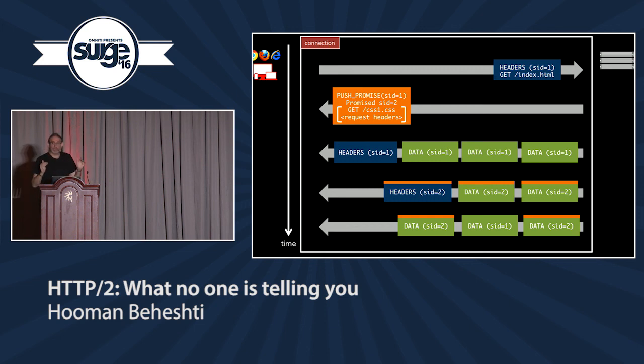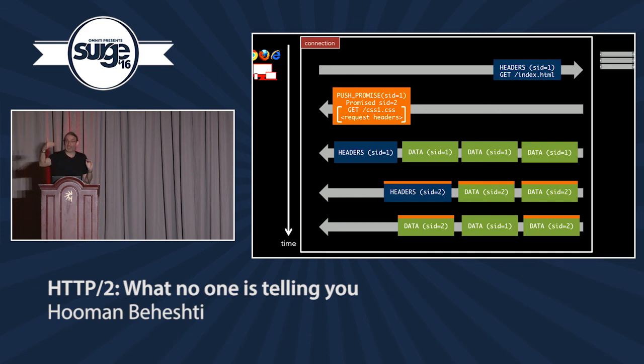The only rule is the push promise has to show up before the thing that references what's being pushed. So if I'm pushing CSS, css1.css, I have to send the push promise frame before the HTML or the headers that reference that CSS.